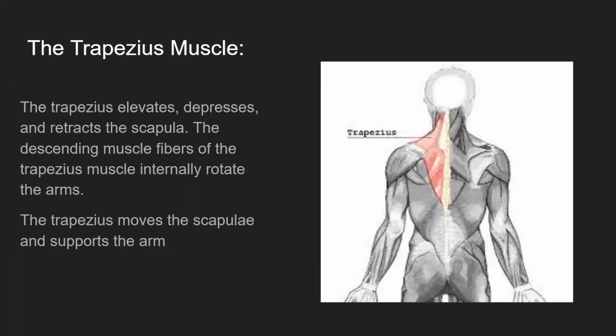The trapezius elevates, depresses, and retracts the scapula. The descending muscle fibers of the trapezius muscle internally rotate the arms. The trapezius moves the scapulae and supports the arm.